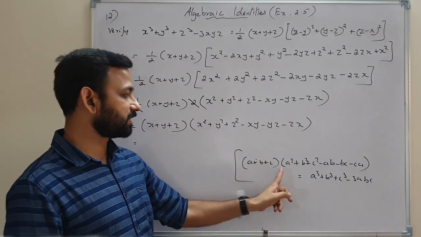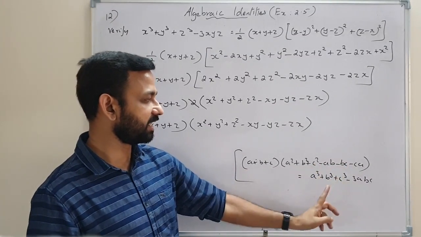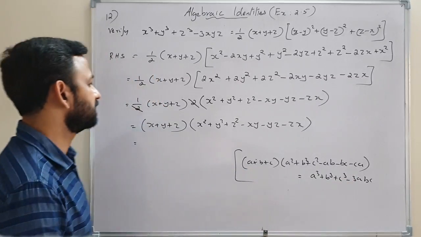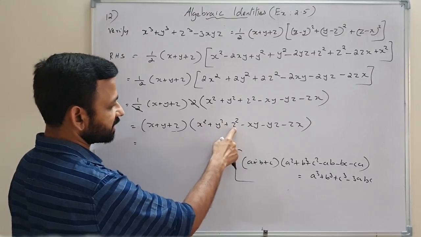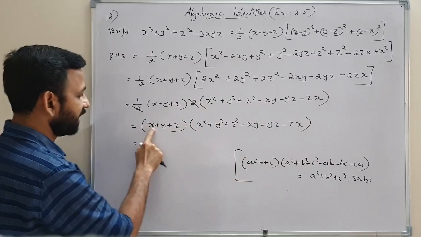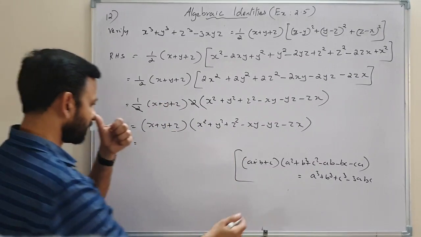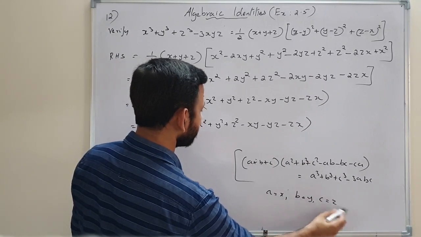So (a plus b plus c) into (a square plus b square plus c square minus ab minus bc minus ca) equal to a cube plus b cube plus c cube minus 3abc. So (x plus y plus z) into (x square plus y square plus z square minus xy minus yz minus zx). So here a is x, b is y and c is z. So here in this question a equal to x, b is y and c is z.